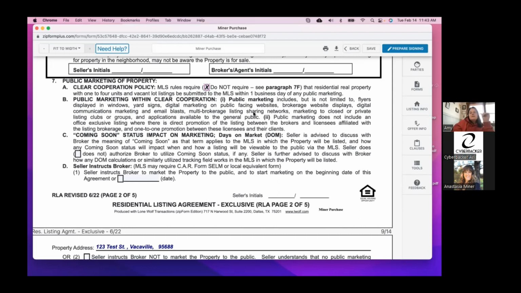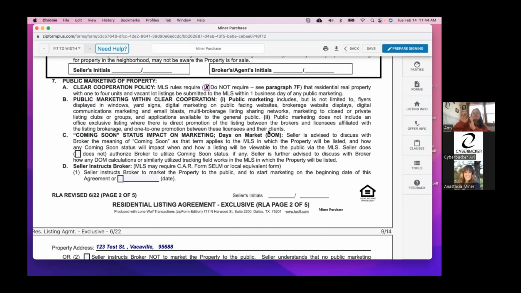Public marketing includes, but is not limited to, flyers displayed in windows, yard signs, digital marketing on public-facing websites, brokerage website displays, digital communication marketing, and email blasts, multi-brokerage listings, sharing networks, marketing or closed or private listing clubs or groups, and applications available to the general public. Public marketing does not include an office exclusive listing where there is direct promotion of the listing between the brokers and the licensees affiliated with the listing brokerage, and one-to-one promotion between these licensees and their clients, right?